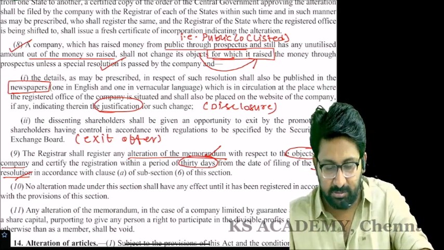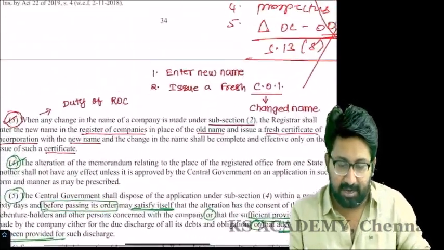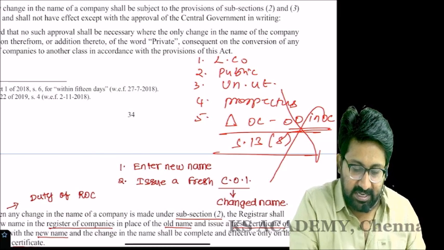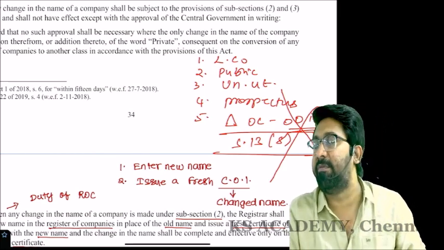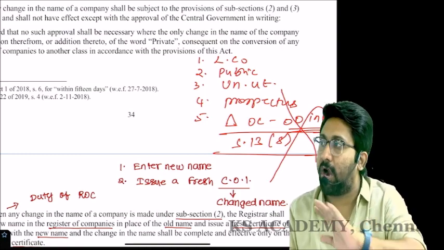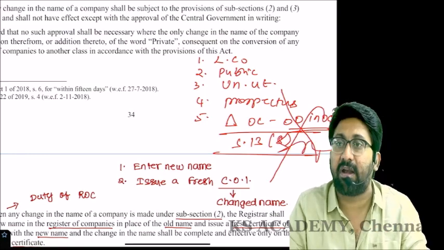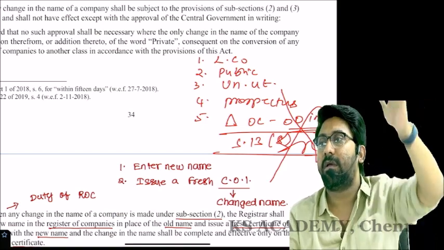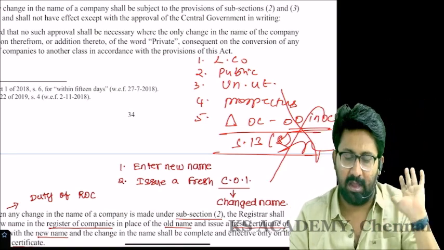Now answer my question. There is a listed public company. Section 13.8 is not applicable. Does that mean a special resolution is required or not required? In my example, other objects change. Required or not required?